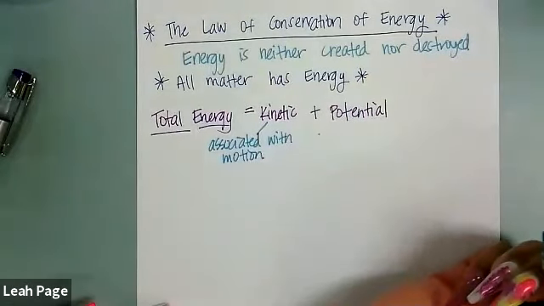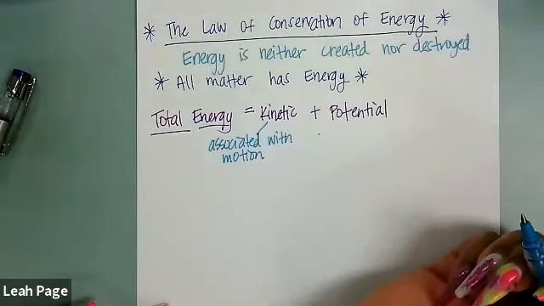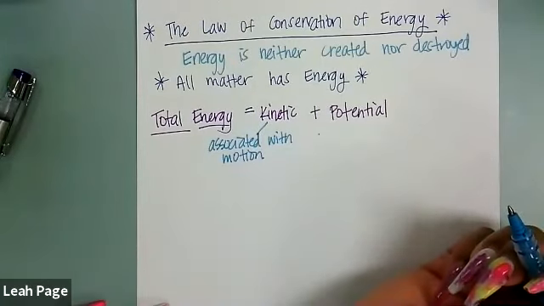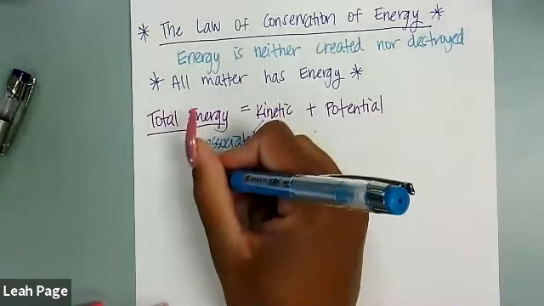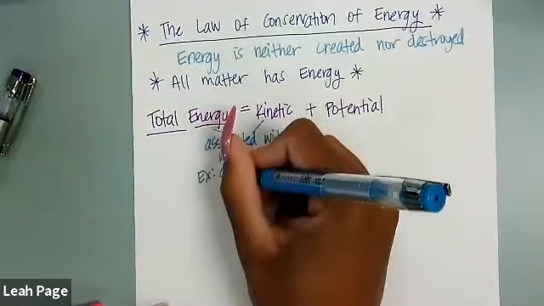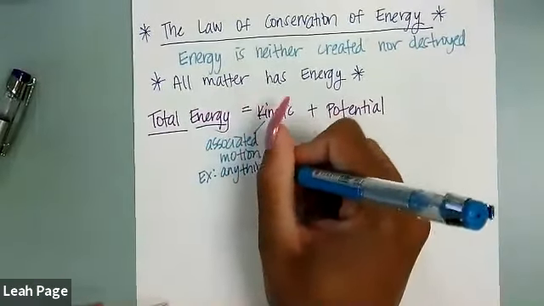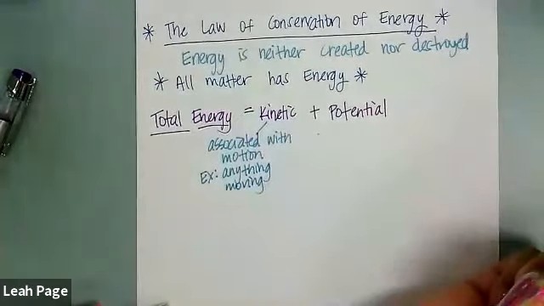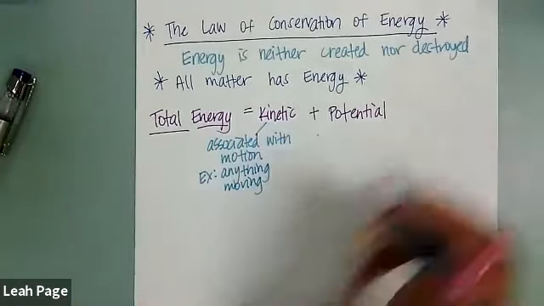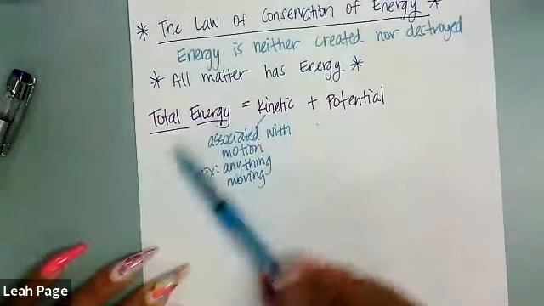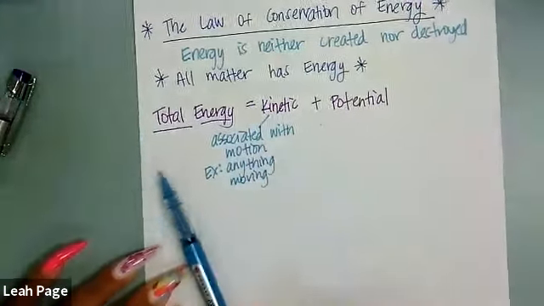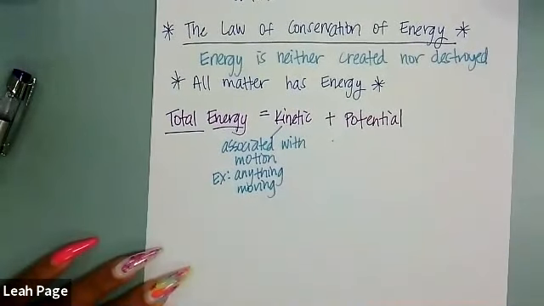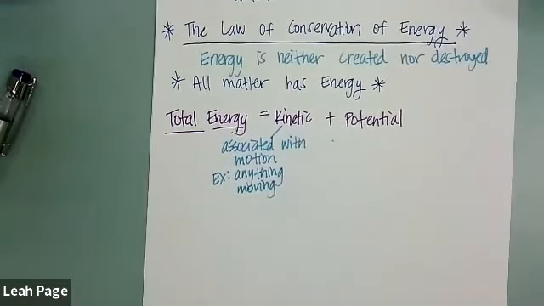So if we have kinetic energy, basically anything that's moving has kinetic energy is what I'm saying. An example is anything moving has kinetic energy. This pen, when I push it and it rolls across the table, it has kinetic energy. If I bounce a ball, if I drop a ball off a table, that ball has kinetic energy. If it's moving, it has kinetic energy.